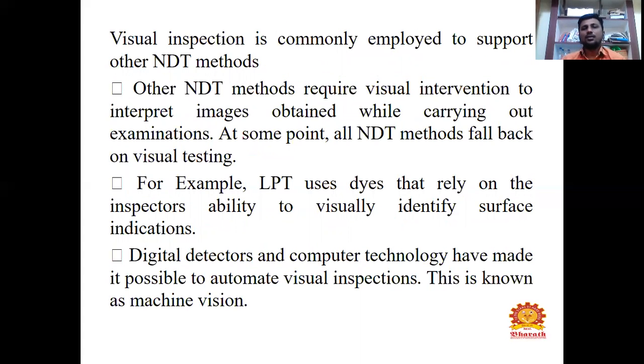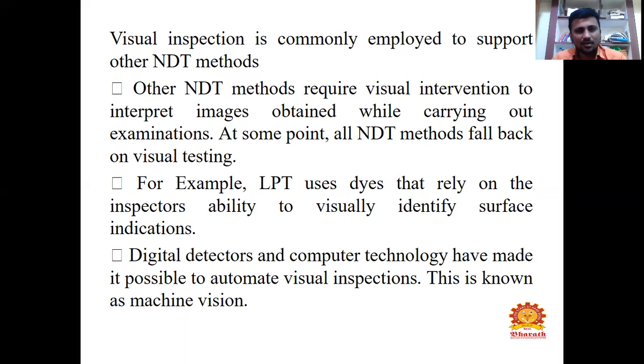Visual inspection is commonly employed to support other NDT methods. It is not only used on its own. It's a very basic method, and we use visual inspection in all the other methods also. The other NDT methods require visual intervention to interpret the images obtained while carrying out examinations. At some point, all NDT methods fall back on visual testing.